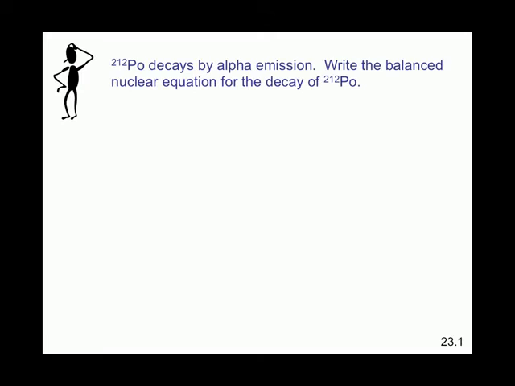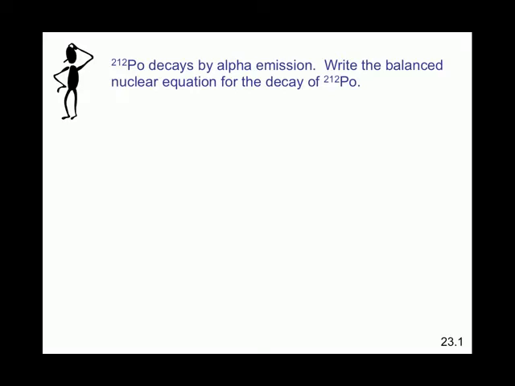So here's one for you to try. Polonium-212 decays by alpha emission. Write a balanced nuclear equation for the decay of polonium-212. Now if you want to give it a shot on your own, you can pause the video at this point and try it, and then come back and you can check out the solution.